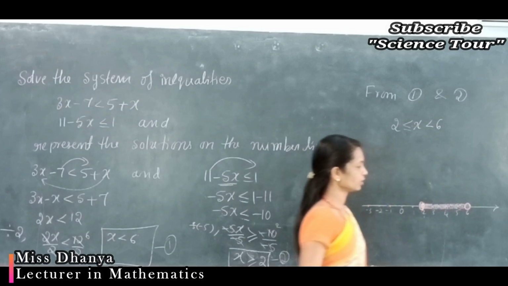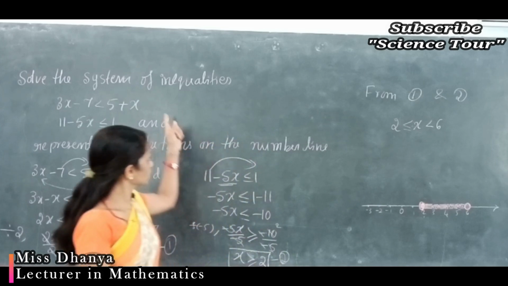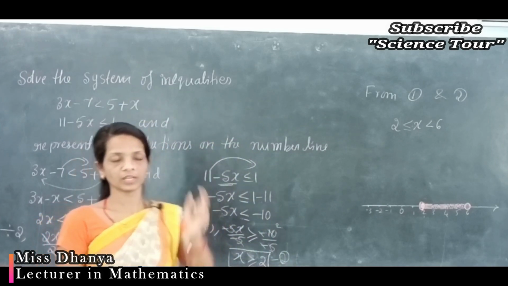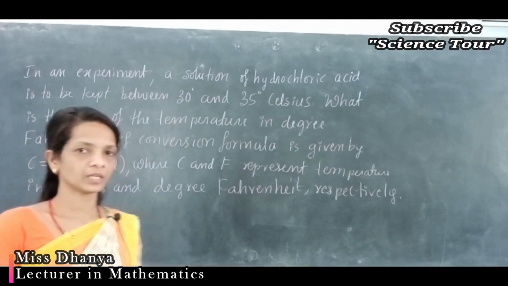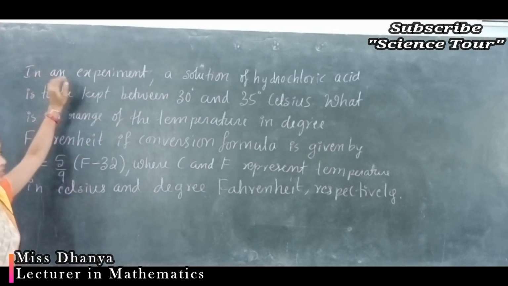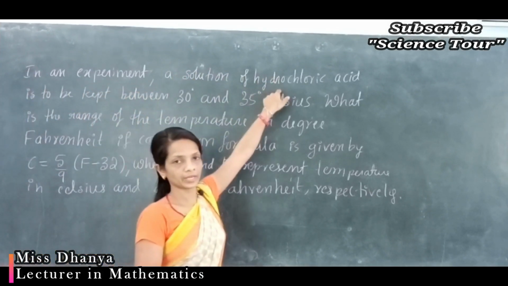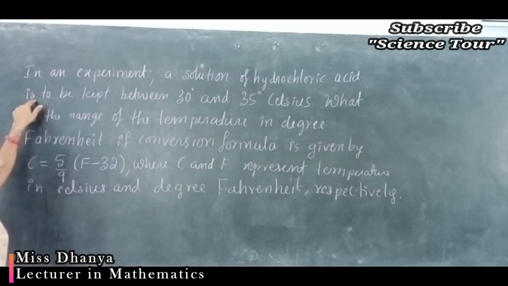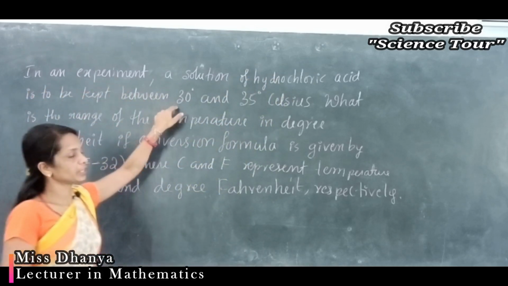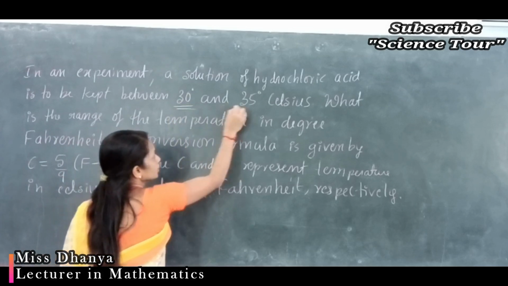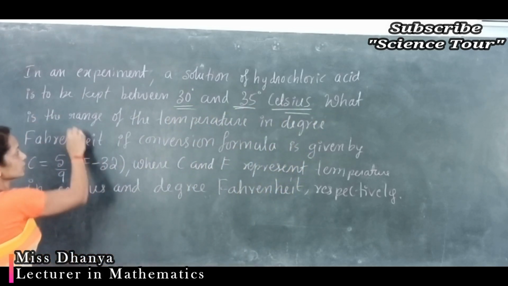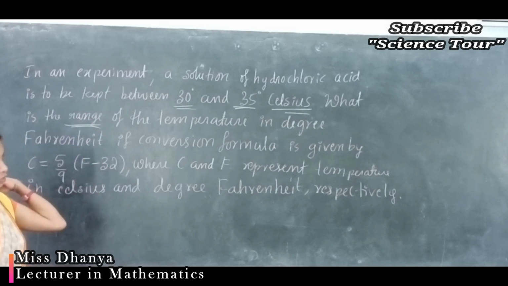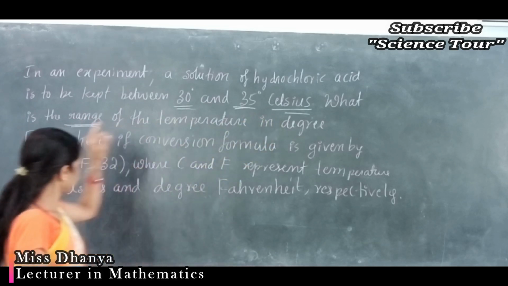So this is the solution of this system of inequalities on the number line. Thank you. Next problem: in an experiment, a solution of hydrochloric acid is to be kept between 30 degrees and 35 degrees Celsius. What is the range of the temperature in degrees Fahrenheit?